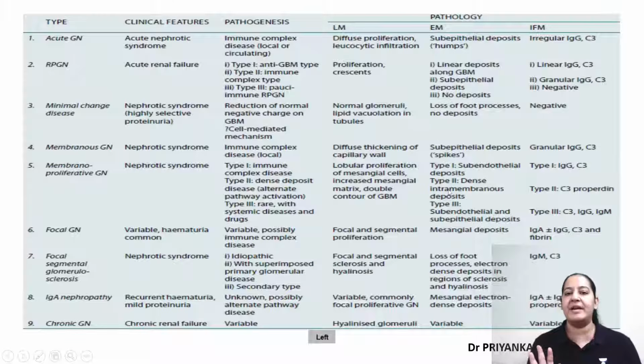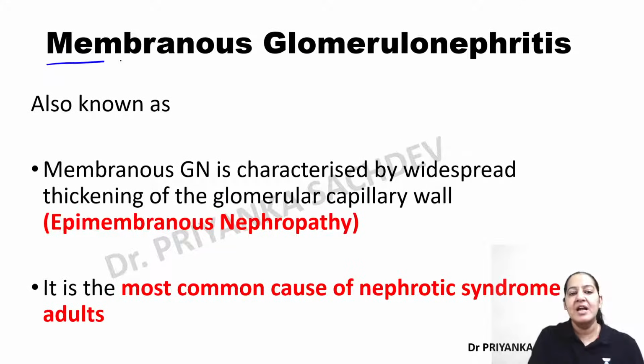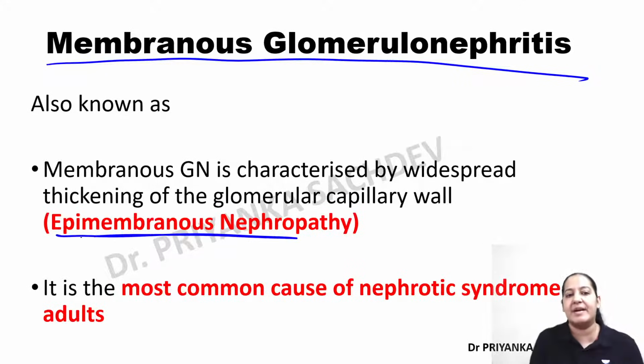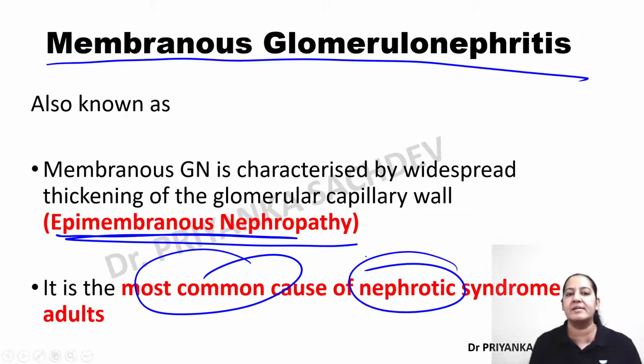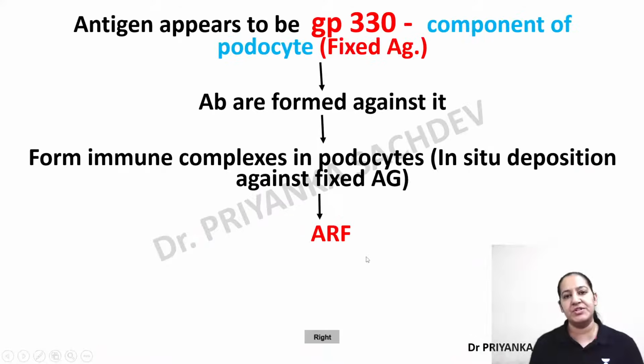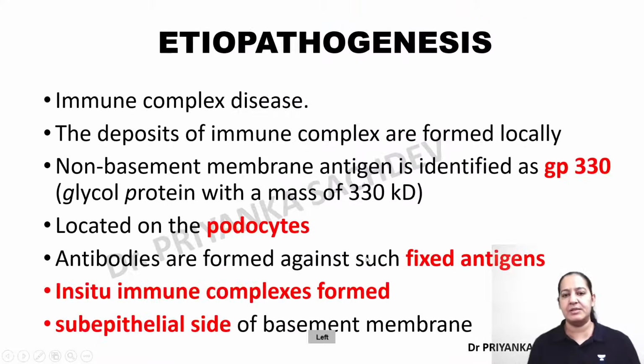So let me start the membranous first. The membranous is also known as epimembranous nephropathy, and it is the most common cause of nephrotic syndrome in adults. Yes. So etiopathogenesis. I will tell you the etiopathogenesis here.